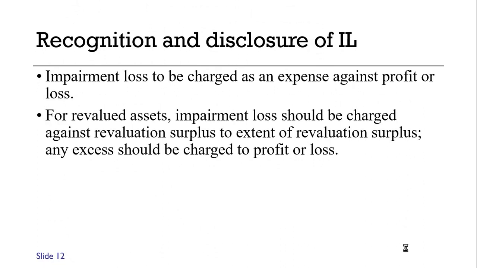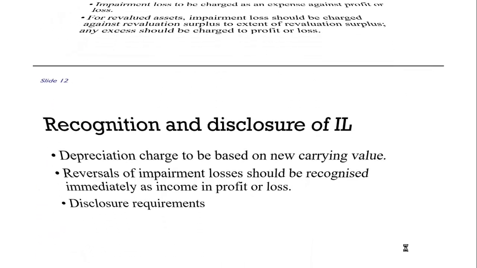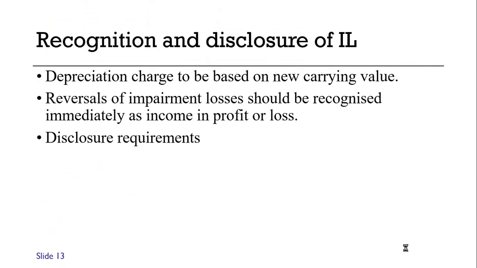Okay, recognition. Impairment losses again must be charged to profit or loss. Of course, the asset value must also reduce. For revalued assets, impairment losses should be charged against the revaluation surplus to the extent of the remaining balance on the revaluation surplus account. Any excess impairment loss should be taken to profit or loss. Okay, now after impairment loss has been done, the depreciation charge is to be based on the new value of the asset, and then reversals of impairment losses should be recognized immediately in profit or loss.